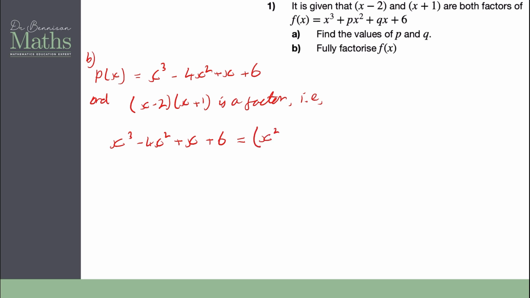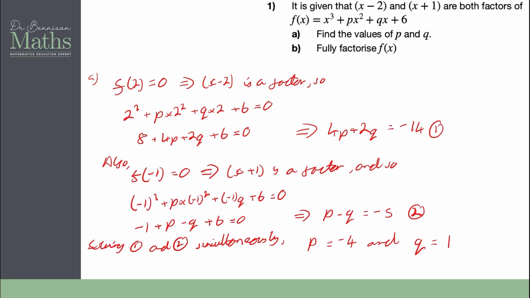x squared minus x minus 2 times by some number of x and then a number. Well, to get the x cubed, I must just have x. So I'm going to have 1x there. And then to get a plus 6, I must have a minus 3, negative 3. Let's just check that that works. So if I look at my x squared terms, we've got a minus 3x squared and a minus x times x, so minus 4x squared, so it does work.